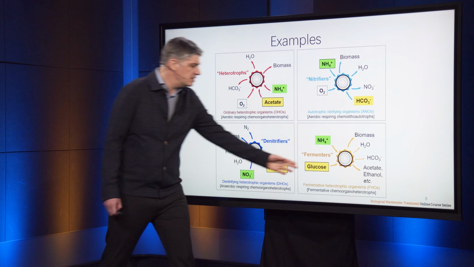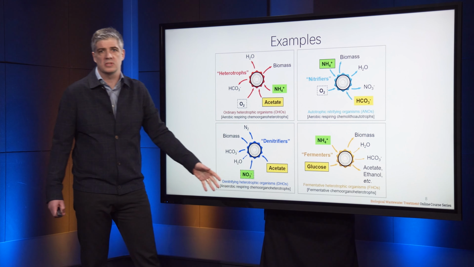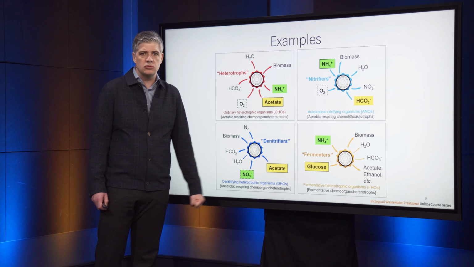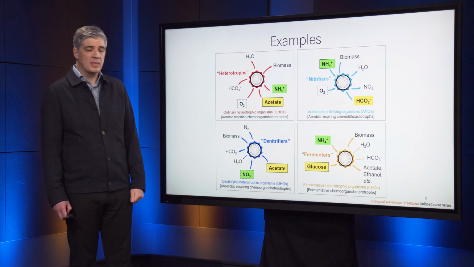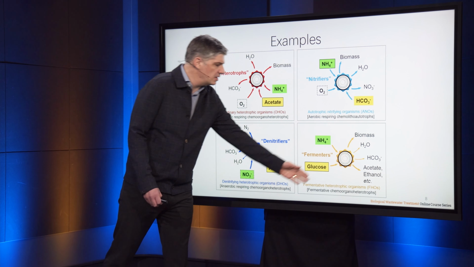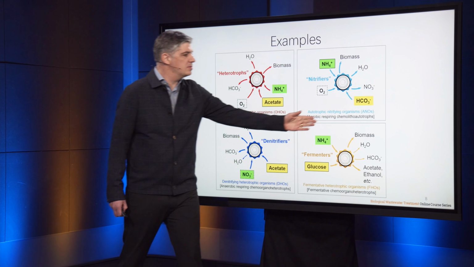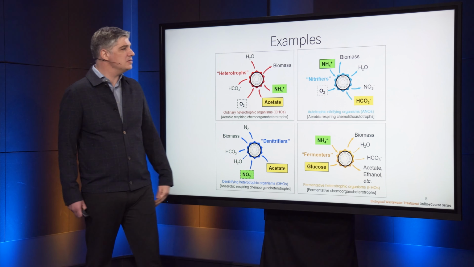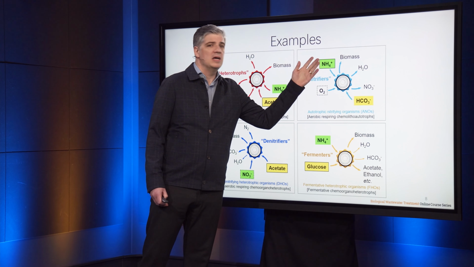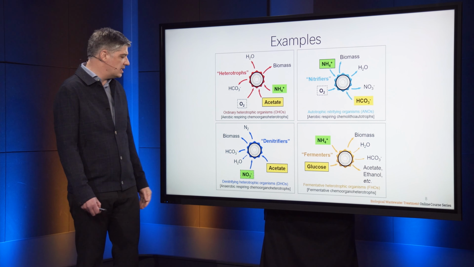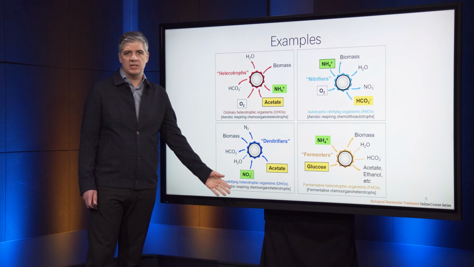Fermenters produce acetate by fermenting glucose. This acetate can be used by heterotrophs and denitrifiers in their growth. The CO2 that is produced by heterotrophs, denitrifiers, and fermenters can be used by nitrifiers to grow. Nitrifiers produce nitrate by converting ammonium. This nitrate can be used as electron acceptor by denitrifiers.